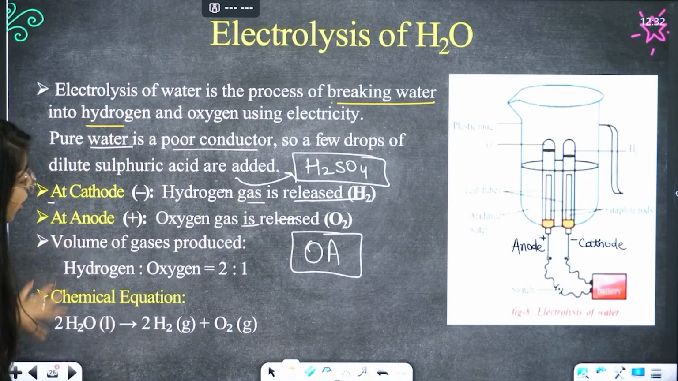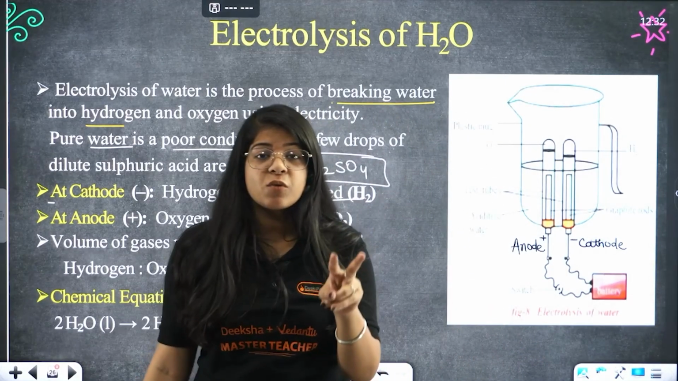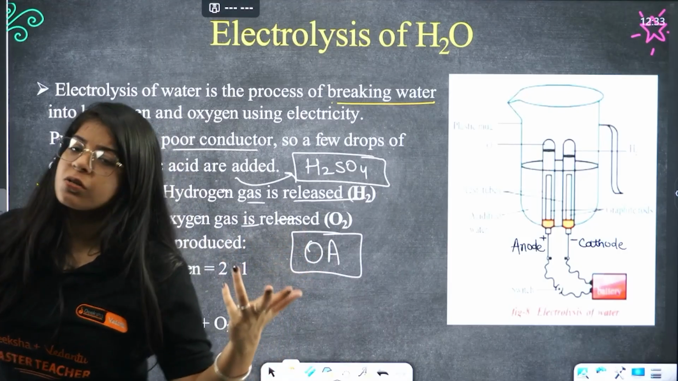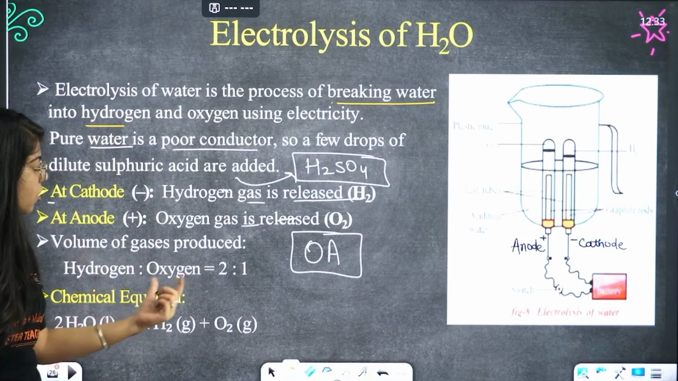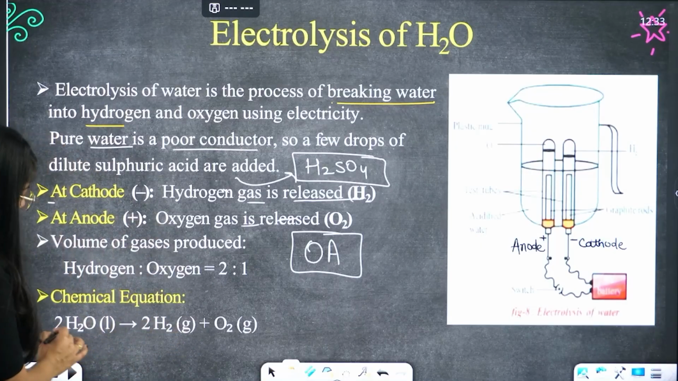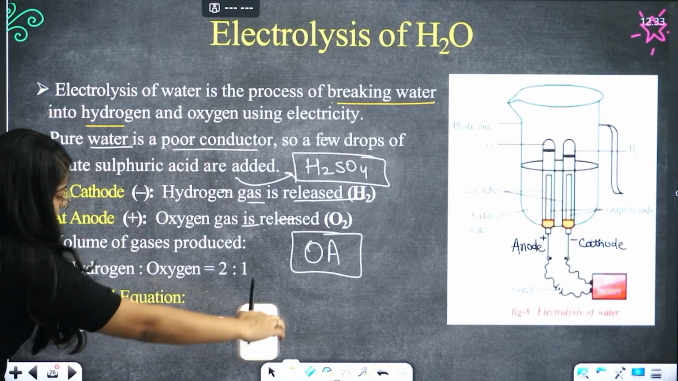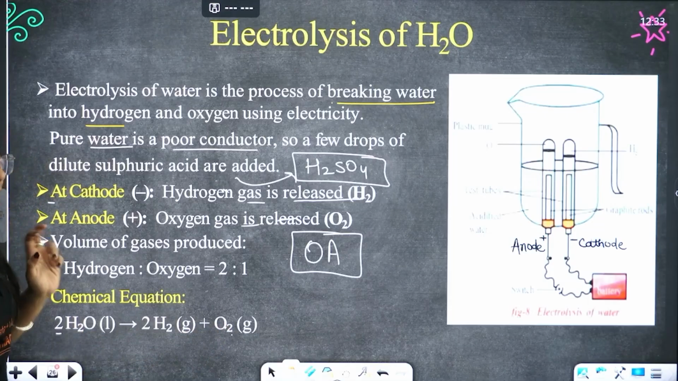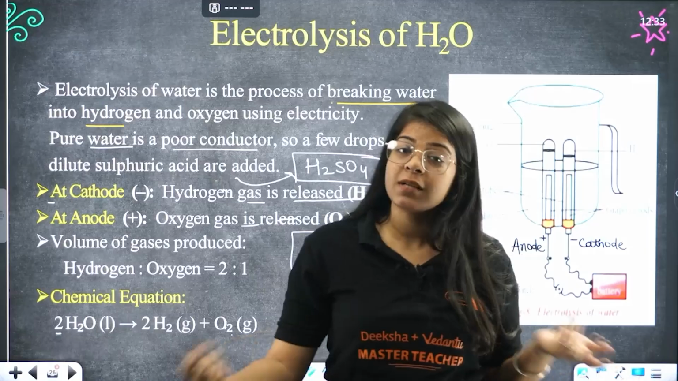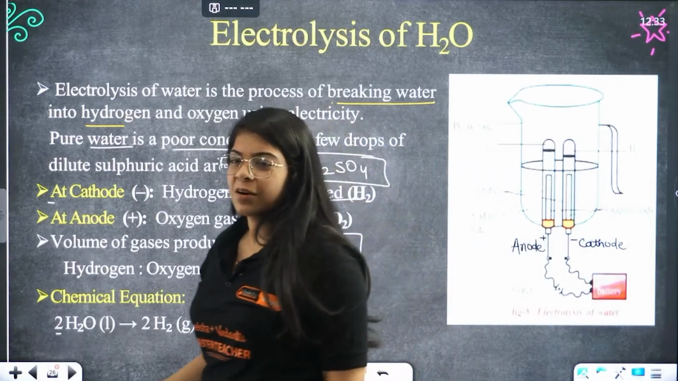Understood? Now, volume of gases: water is H2O, that means 2 parts hydrogen, 1 part oxygen. So in what ratio will we get hydrogen and oxygen? 2:1. And what is the chemical reaction? Very simple: H2O breaking into 2H2 plus O2. Now H2O is liquid, but H2 and O2 are gases. Hydrogen and oxygen are gases, but water is liquid, and that is it. The whole electrolysis of water is completed.